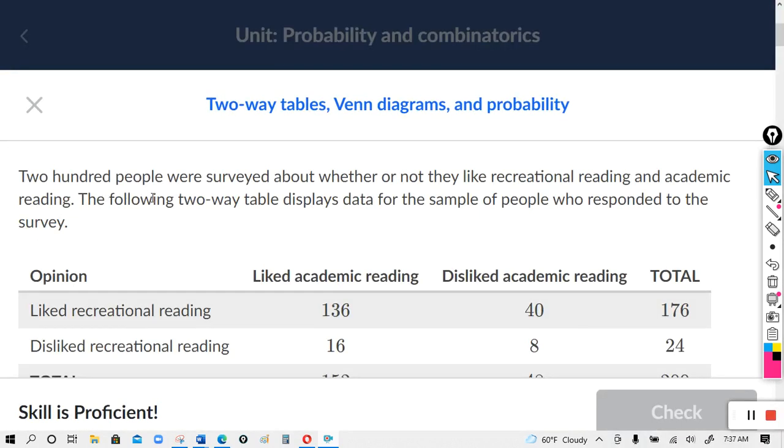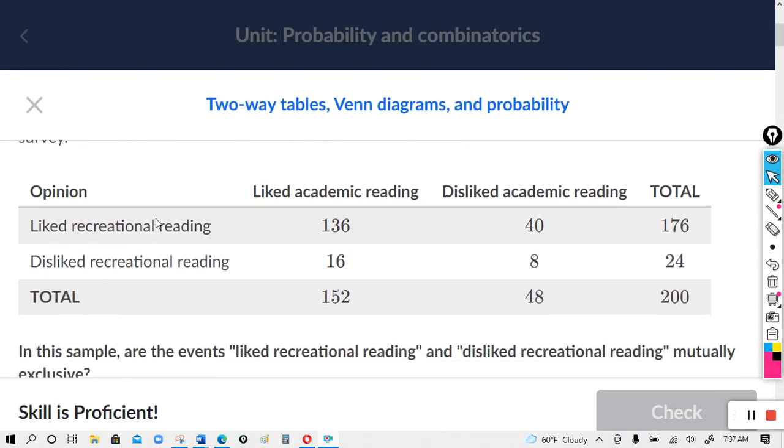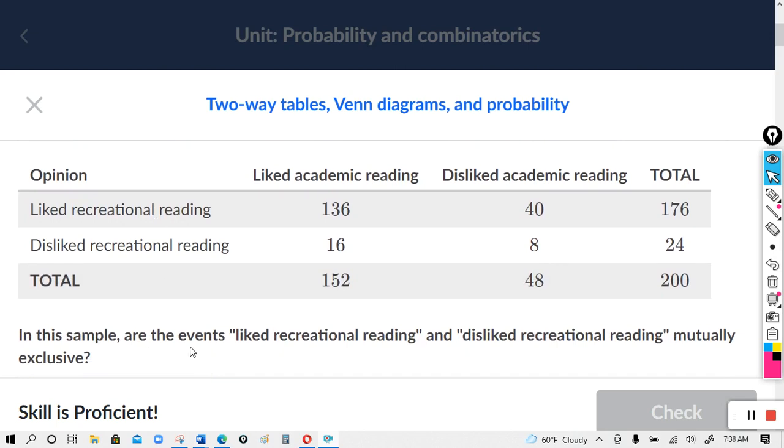So 200 people were surveyed about whether or not they like recreational reading and academic reading. The following two-way table displays data for the sample of people who responded to the survey. In this sample, are the events liked recreational reading and disliked recreational reading mutually exclusive?